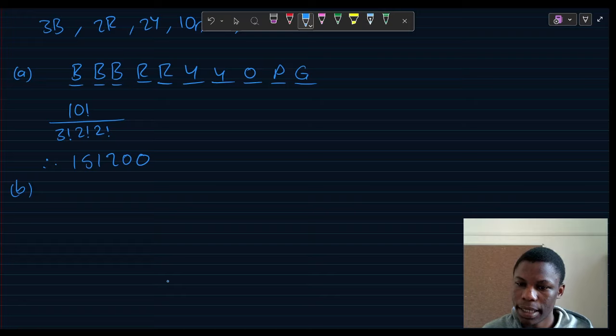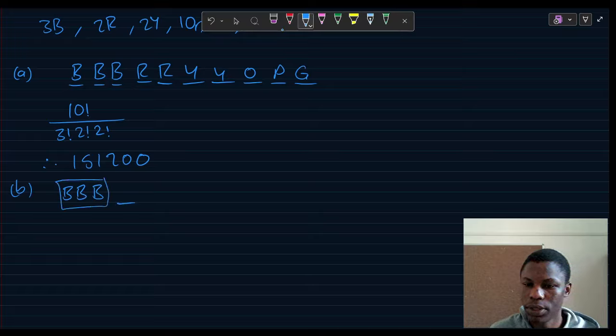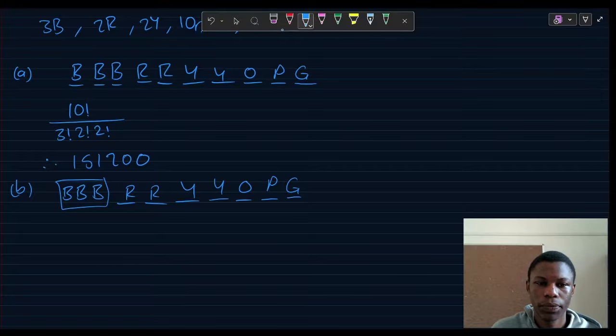Part B. How many different color arrangements are there of the 10 books in which the 3 blue books are together, but the 2 yellow books are not next to each other? So they're saying of the arrangements in which the 3 blue books are together, how many of those have the 2 yellow books not next to each other? R, R, Y, Y, Y, P, G.